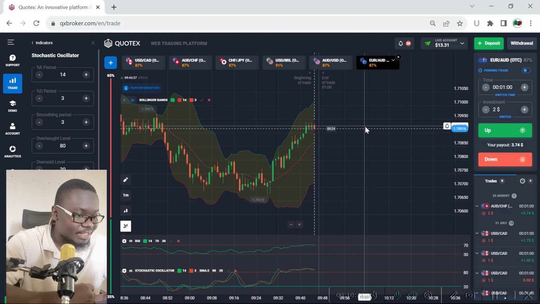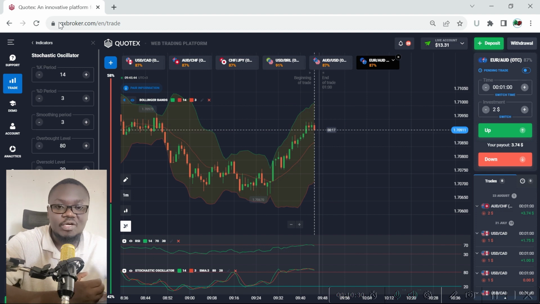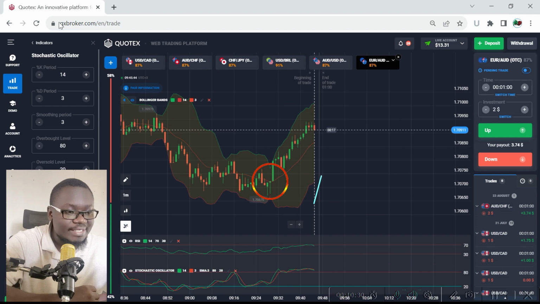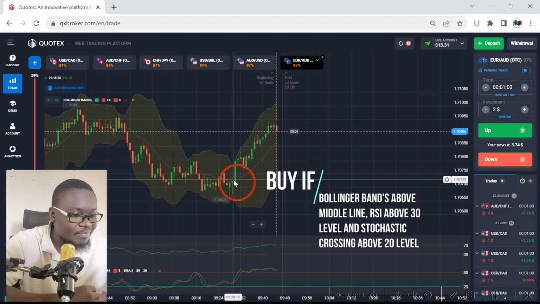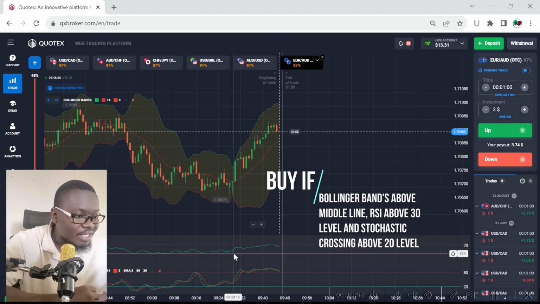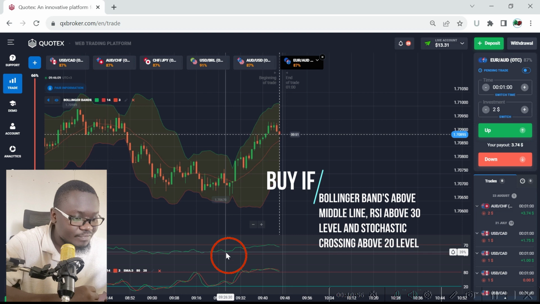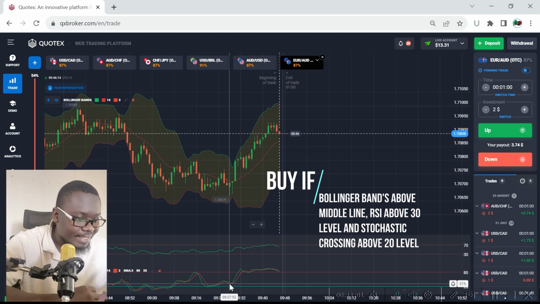So the next thing that we need to look at is now the signals. What signals are we looking for in order to begin buying or selling in this market? We are looking at the Bollinger Bands going above the 50 level. If the Bollinger Bands is above the 50 level, then we look for confirmation. Look at what the RSI says. Has that moving average gone above the 30 level from below? Yes, it is above the 30 level from below. And the third one that we need to look at is the stochastic going above the 20 level from below.